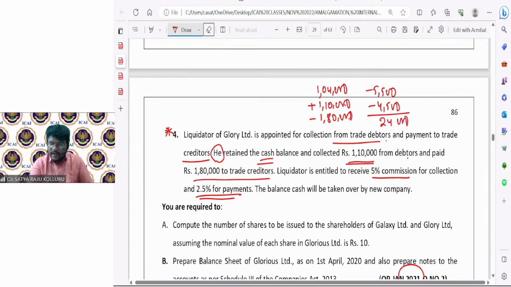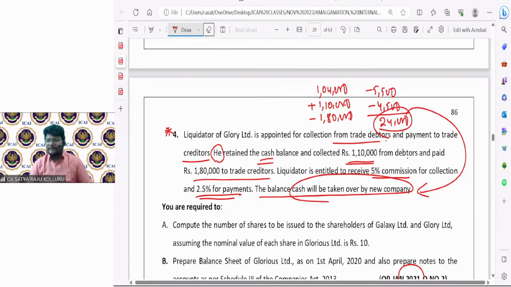24,000 worth of cash is available in the hands of the liquidator after collection from debtors, after settlement to trade payables, and after retaining cash, after deducting his commission. That is the point he mentioned. The balance cash will be taken over by the new company. This 24,000 only is taken over by the new company.